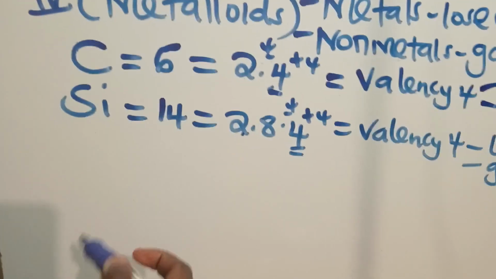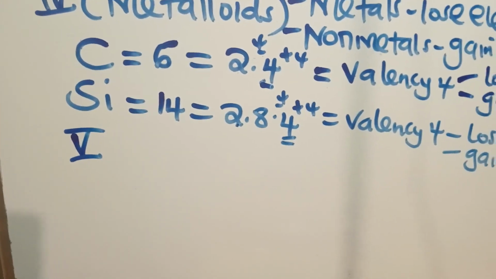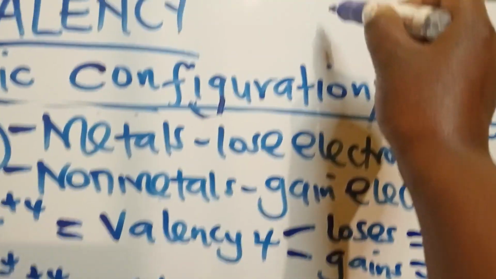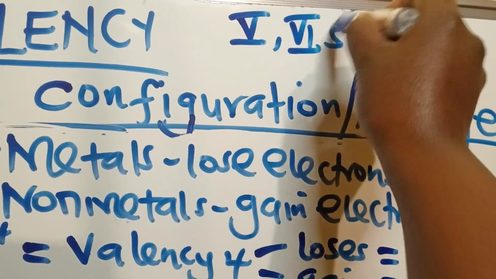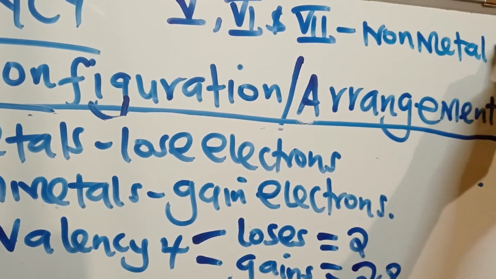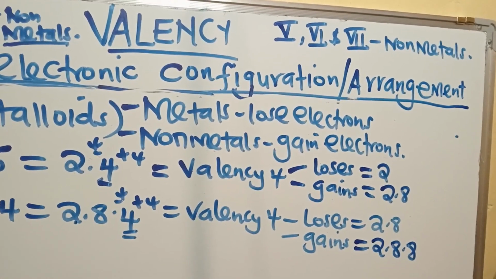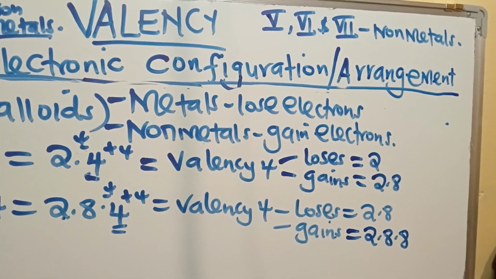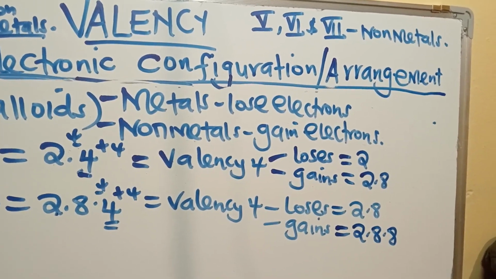Next we have group 5, and once we go to group 5, remember we had said earlier on that members of group 5, group 6 and group 7 are all nonmetals. Just as we said at the beginning of the sessions that members of group 1, 2 and 3 are metals. Group 1, 2 and 3 are metals. They react by losing electrons from their outermost energy levels.